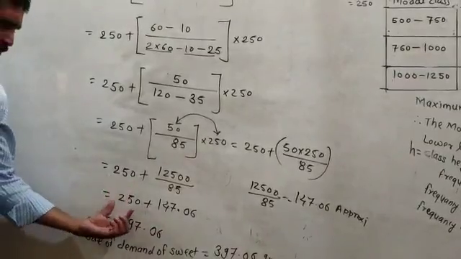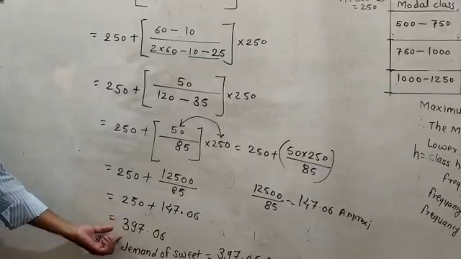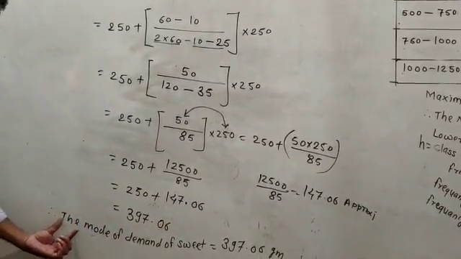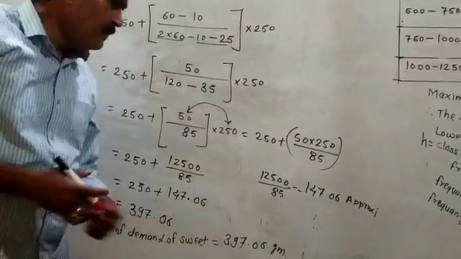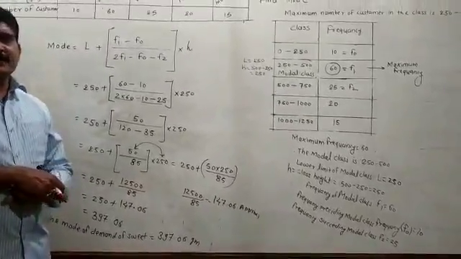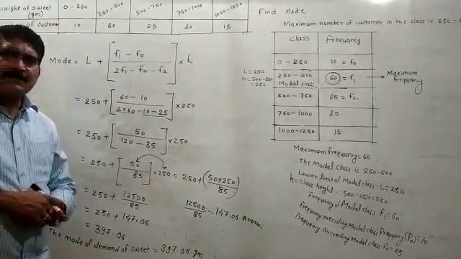So you have to do the sum of 250 plus 147.06. At that time this will come 397.06. Therefore you will get the mode of the demand of the sweet is 397.06 grams. In this way you have to find out the mode. So properly you have to write each and everything in the classwork notebook.